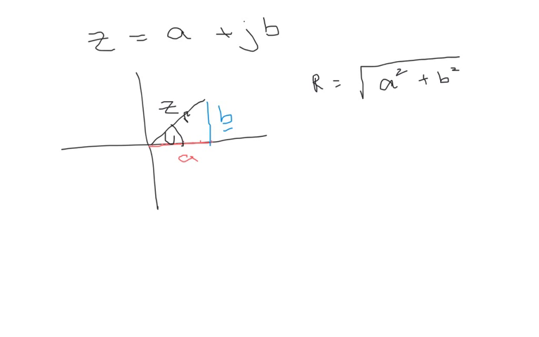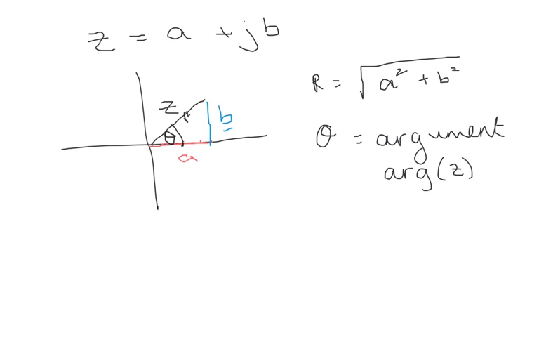Theta is your argument. This just means the angle of a complex number. Argument, it could be arg z or just theta. It's anti-clockwise from the origin, same as vectors. So this we just do with the inverse tan of b over a. Remember, in vectors we used y over x. Complex numbers, we use imaginary over real.